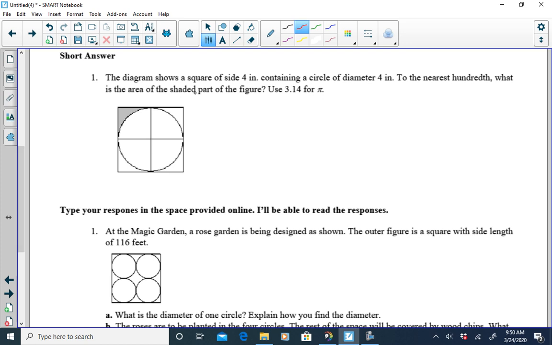The diagram shows a square side of 4 inches containing a circle with a diameter of 4 inches. To the nearest hundredth, what's the area of the shaded part of the figure? Well, each of these is 4, and we know that the diameter is 4. So first we have to find the area of the square. The area of the square is going to be equal to 4 times 4, or 4 squared. So the area of the square is going to be 16 square inches.